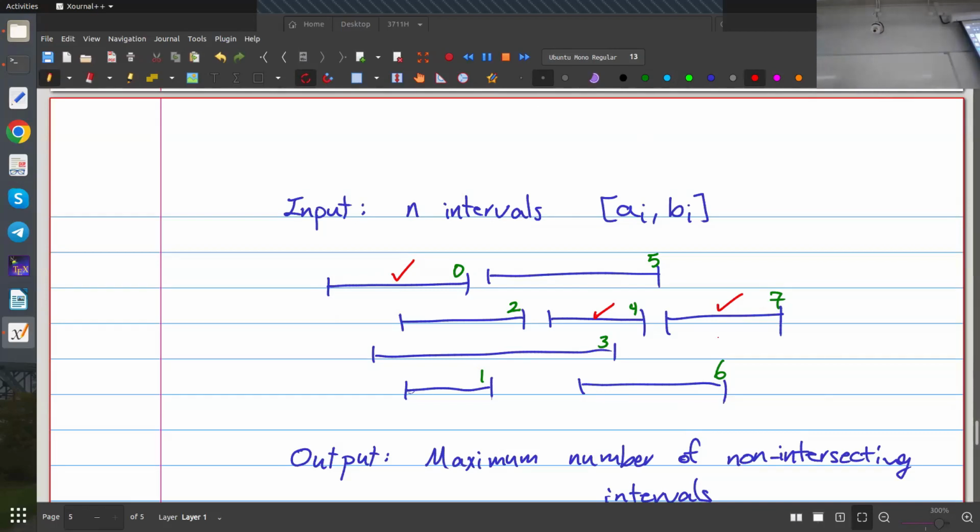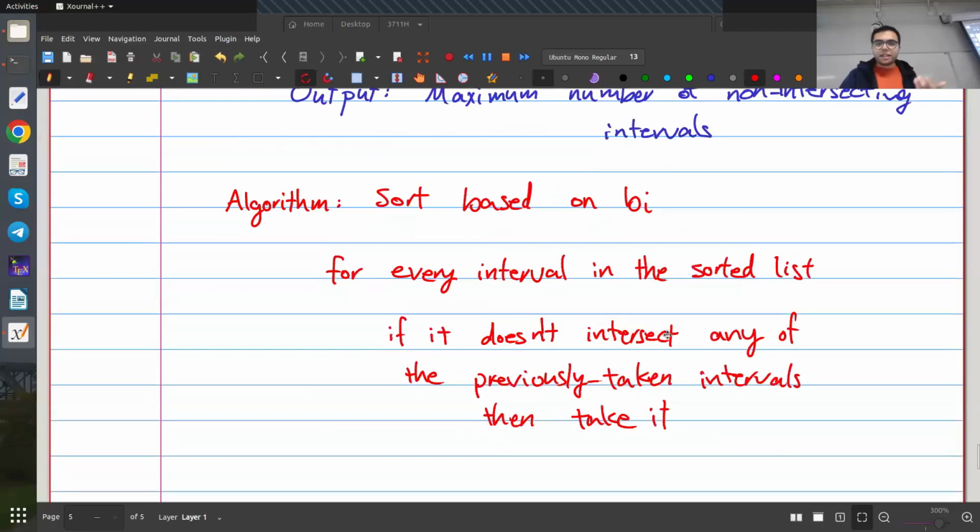Now, this simple algorithm, in this case, gives me 3 intervals. And as you can see, it's possible to take 3 other intervals. For example, you could take 2, 4, and 7. Right? But you cannot take more than 3. 3 is actually optimal. Okay. Why is this optimal?